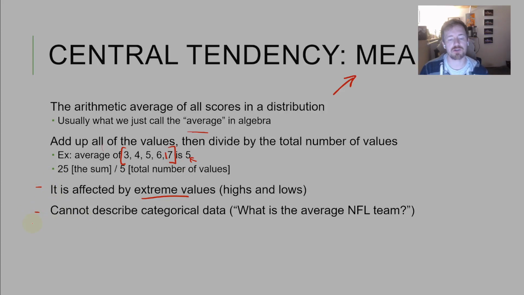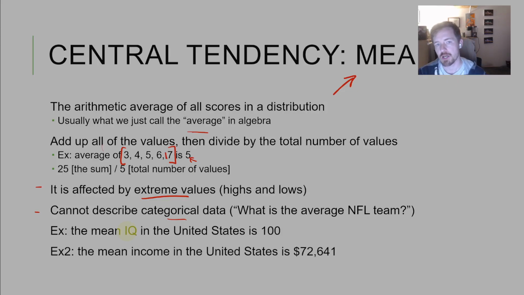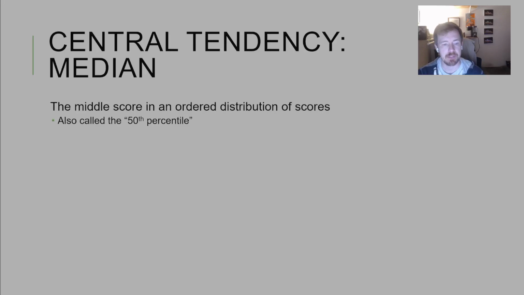It also can't describe categorical data. So if your data is something like, what is the average NFL team? What does that even mean? I don't even know how to answer that. Just trying to think about how to answer that question is weird. It doesn't make sense because you're talking about categorical data at that point. Another example would be that the mean IQ of the United States is 100. That was one of the examples I gave you when I was talking about normal distributions. We can also talk about mean income and things like that.